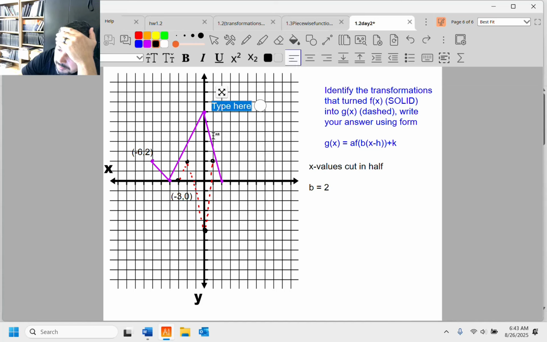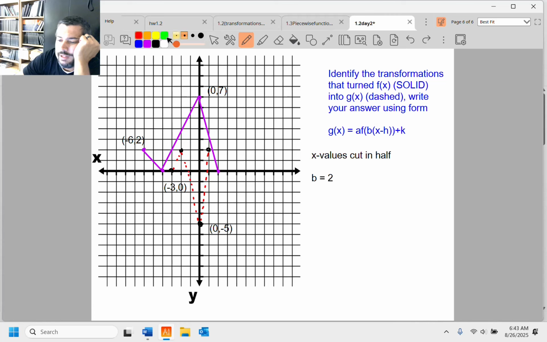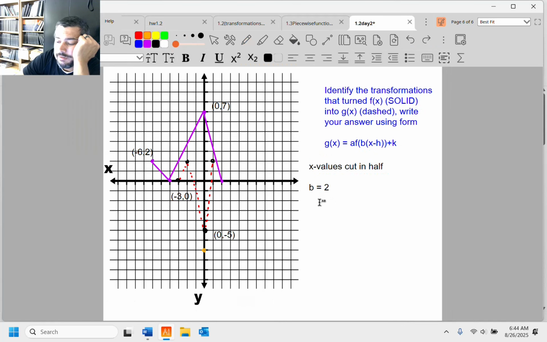Let's see here. This is going to be 0, 7. And this corresponding point is down here, which is at 0, negative 5. Now, how on earth did that happen? Well, what if a reflection was done and then we shifted it up? So what if there was a reflection that was done and then I added 2? That would probably do it, wouldn't it? So there we go. That's the other things that happened.